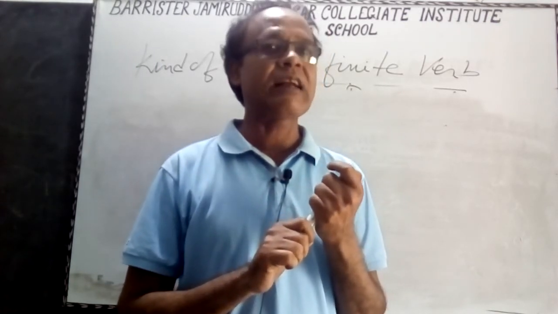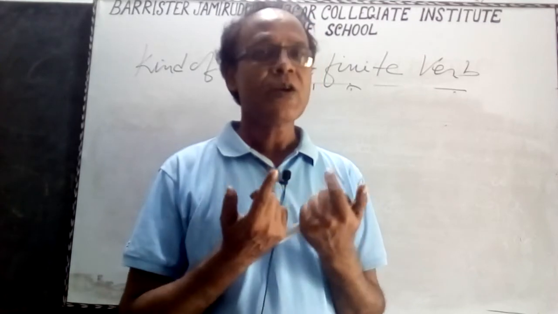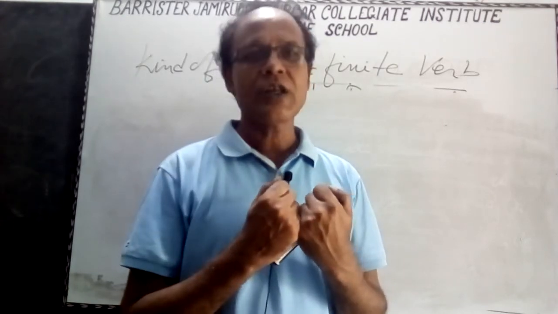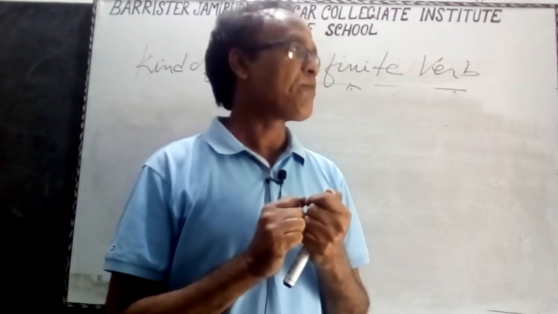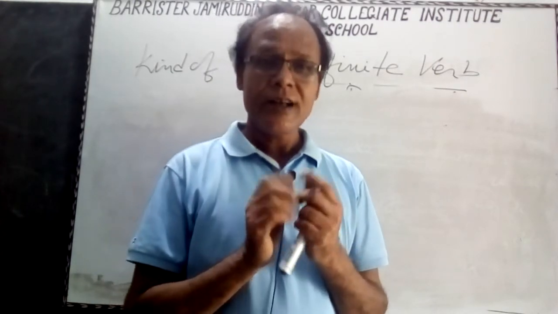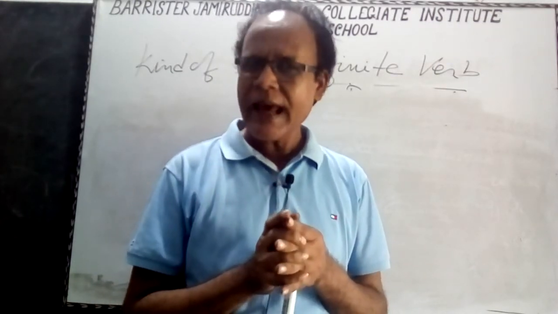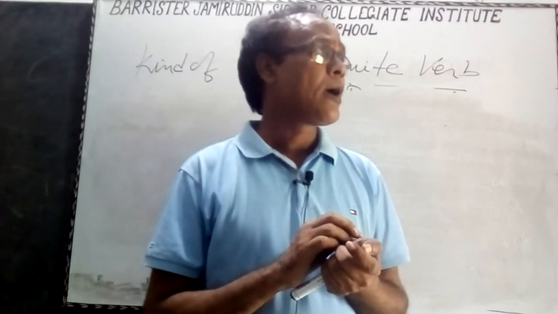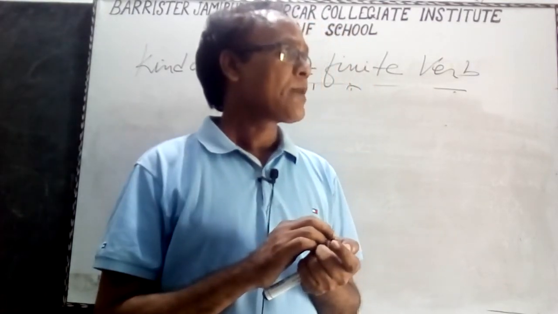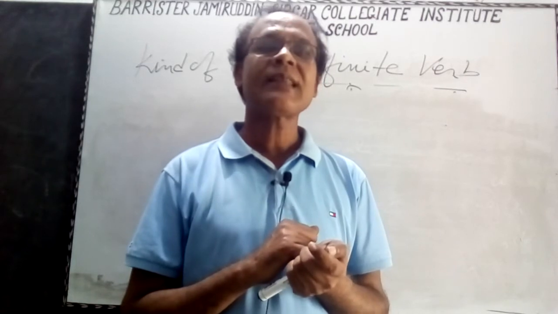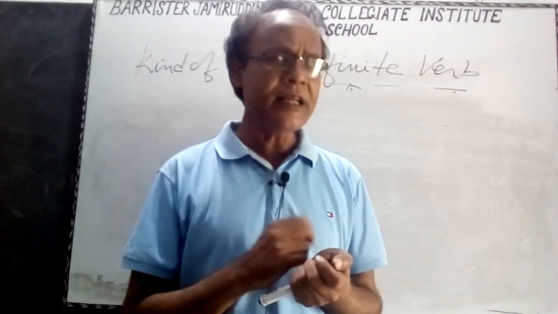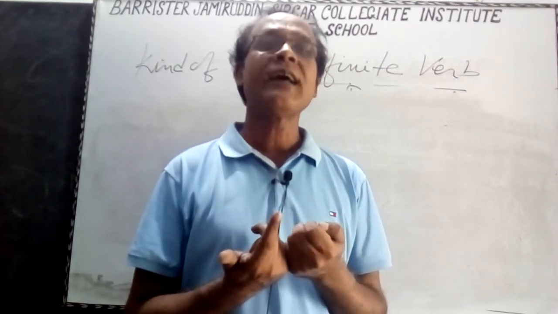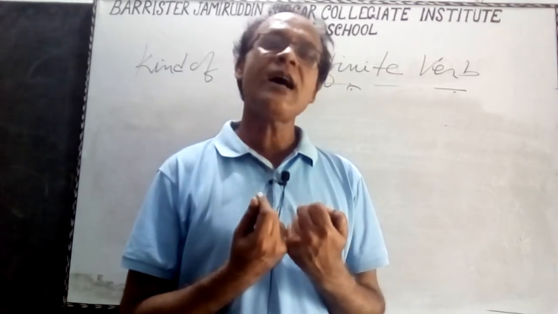I like to play cricket. Here, to play. To play, to go, to run, to eat, to buy, these are infinitive verbs. Now, gerund: when the verb takes ing and works as a noun, this is called gerund. Suppose, I have just finished my eating. Eating here works as a noun. Suppose, walking in the morning is good for you. Walking works as a noun. So walking is a gerund.